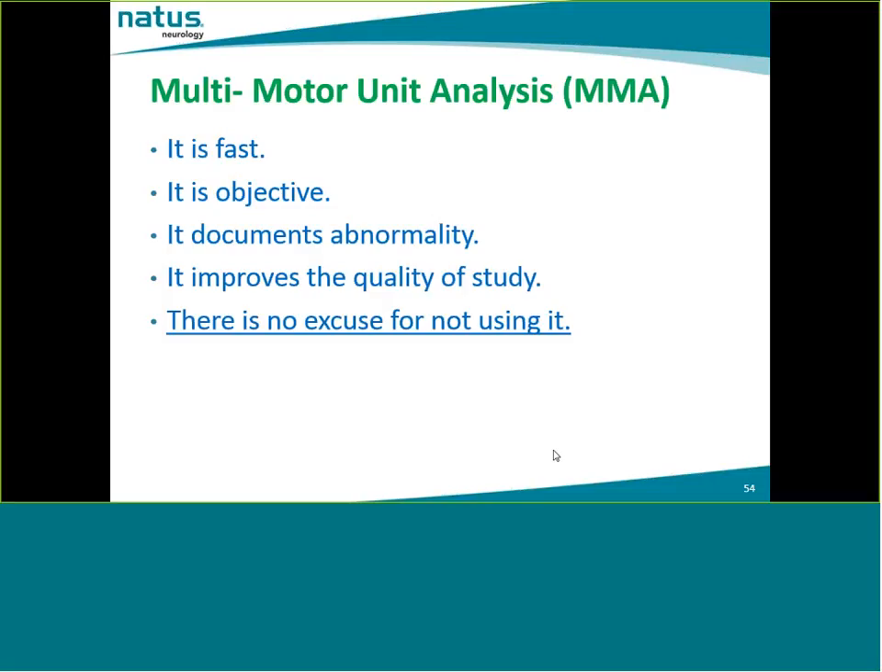So there is no excuse for not using it. Motor unit potential analysis is an important part of the EMG examination. We can do it subjectively. Adding multi-motor unit analysis, we get significantly more benefits, and that will improve the quality of our EMG study.